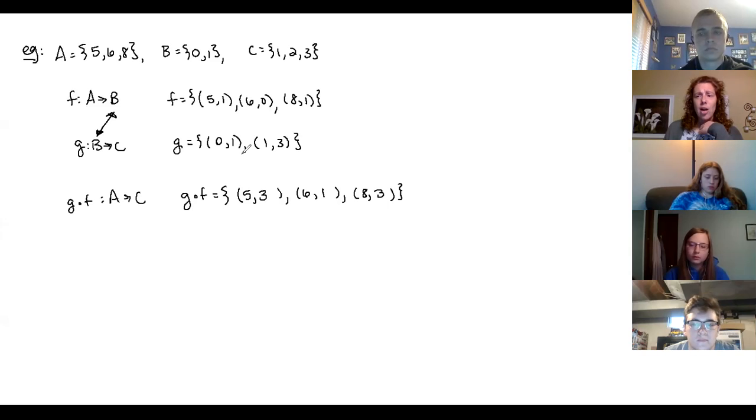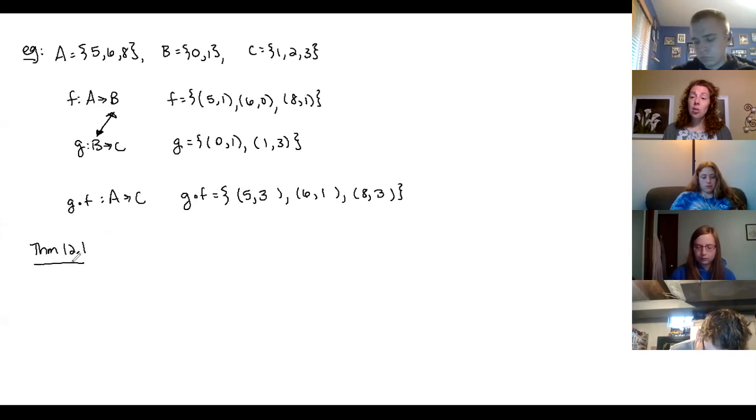Same process with an arrow diagram. I won't bother to do one, but it's the exact same process. You've got the F arrows over here, the arrows in the middle, and then arrows on the end, and you just kind of squish them together. You eliminate that middle set of points. Easy? Good? Okay.